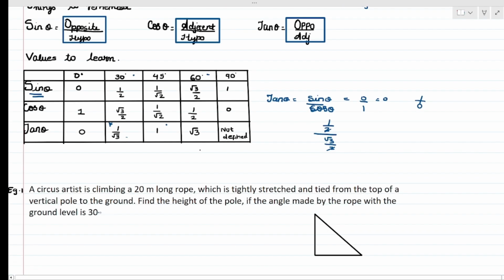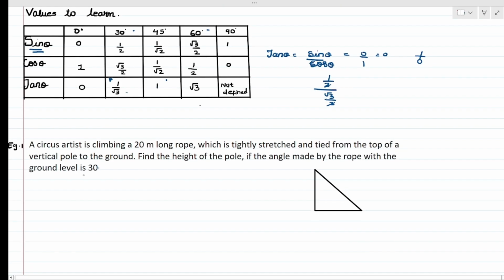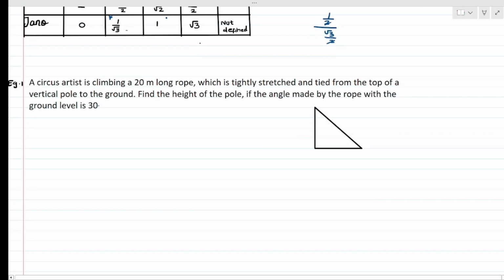Okay. So let's have a clearer explanation with the help of an example. As our example says, a circus artist is climbing a 20-meter long rope. We are naming this figure ABC. He is climbing a rope, somewhere here. It is 20 meters long, so write down over here that it is 20 meters long, which is slightly stretched and tied from the top of the vertical pole to the ground. Find the height of the pole. That means I need to find my height, AB.